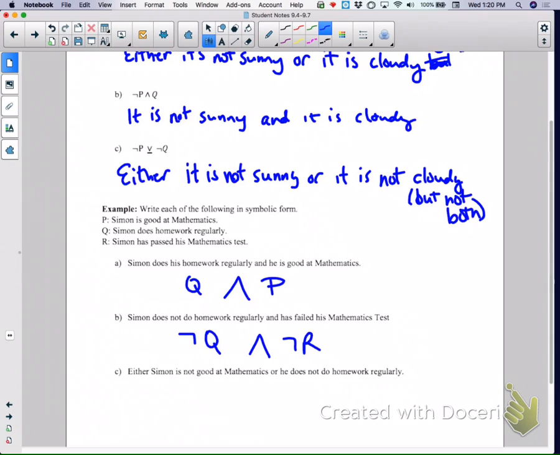The last one, okay, so either, so this is going to be some type of disjunction. Either he is not good at math or does not do his homework regularly. It doesn't say but not both, so we'll assume this is just a regular disjunction. So we can go ahead and put that there. Not good at math, so good at math is P, so that's going to be not P. And then does not do homework regularly. Homework regularly is Q, and this is going to be not Q.